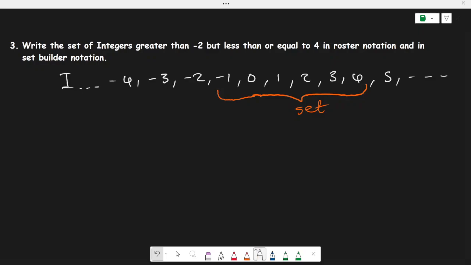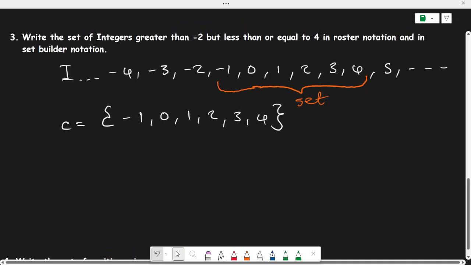So we're going to call this set C, and in roster notation, it's going to be negative 1, 0, 1, 2, 3, 4. That's how we write this set in the roster notation. Now let's write it in set builder notation.